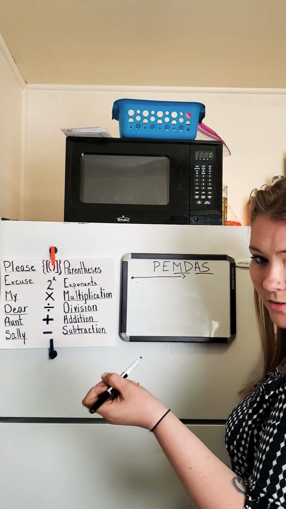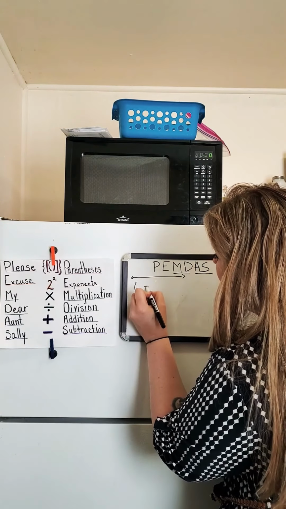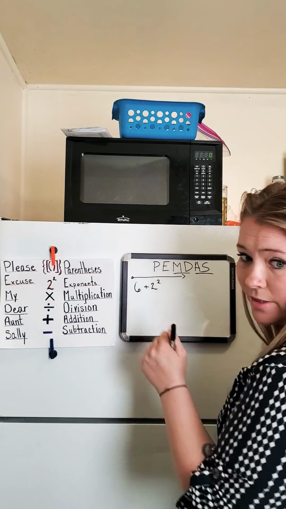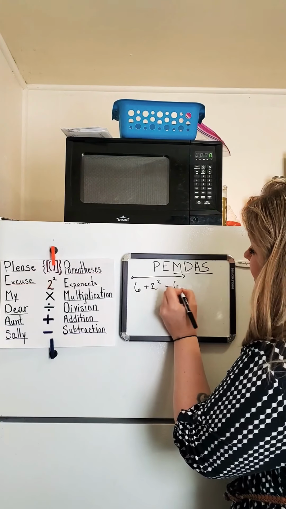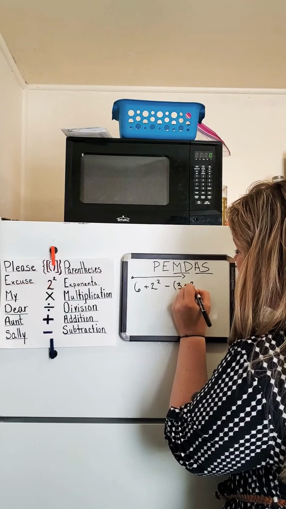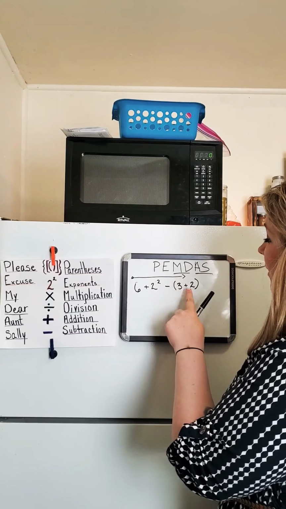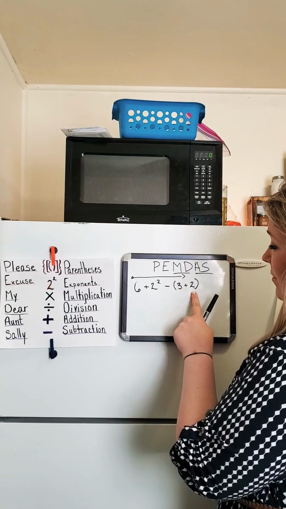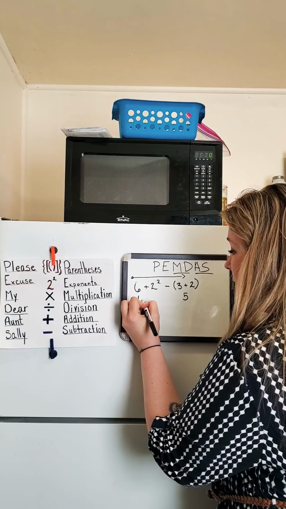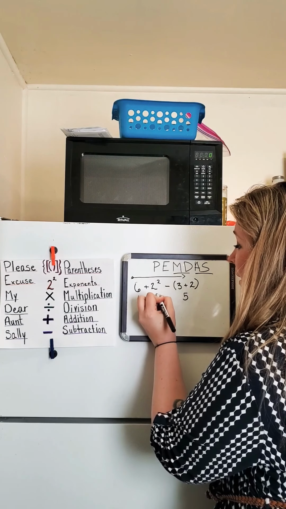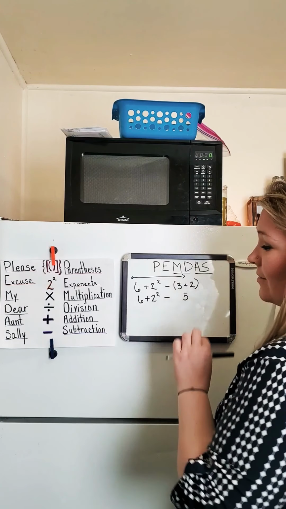Okay, so our next one is 6 plus 2 to the second power, so we already know we have another exponent, minus, then I have parentheses, 3 plus 2. Okay, so first thing we're going to look at is parentheses. So I look right here, and I know that inside my parentheses it says 3 plus 2, which is 5. And then I'm going to write the rest of my problem again so I can make sure I'm keeping all of my numbers straight. So now my problem says 6 plus 2 to the second power minus 5.